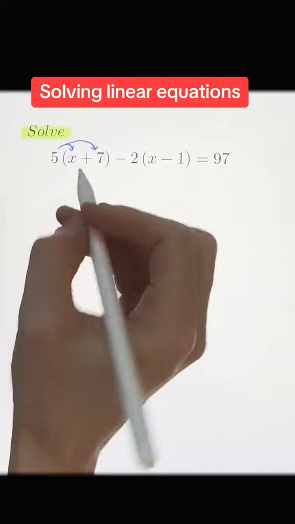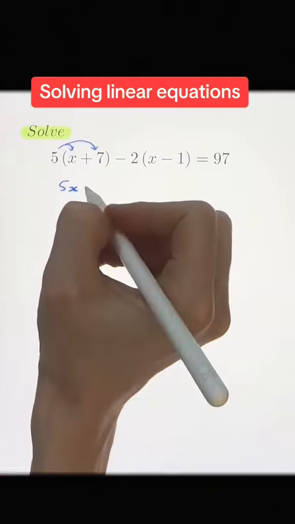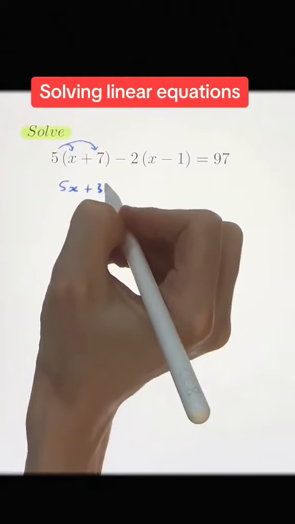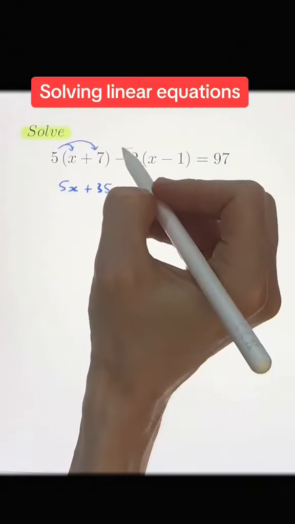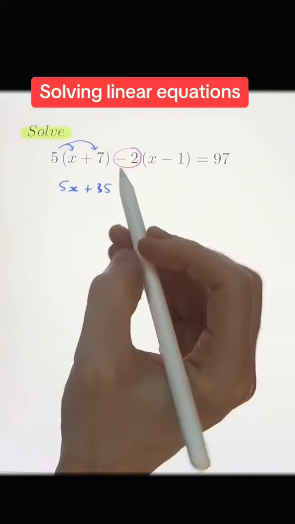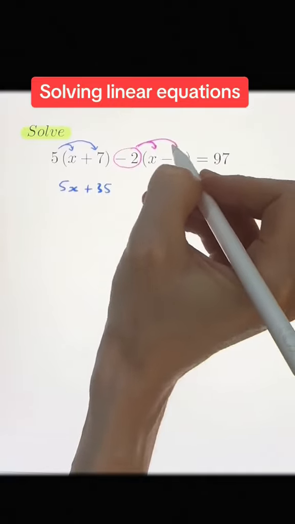In this case, 5 times x will simplify to give us 5x, and 5 multiplied by positive 7 will give us positive 35. Expanding my second single bracket, I multiply the term directly outside. In this case, the term directly outside is negative 2. You must include the sign. And I multiply by each term directly inside the single bracket.